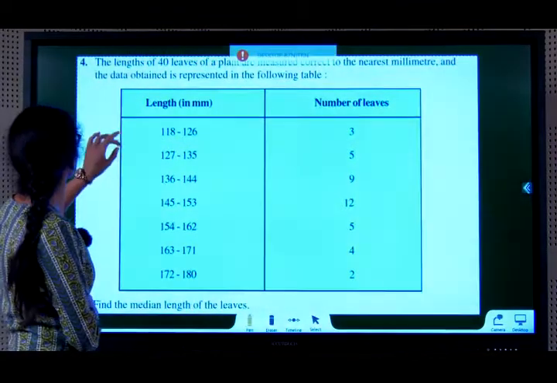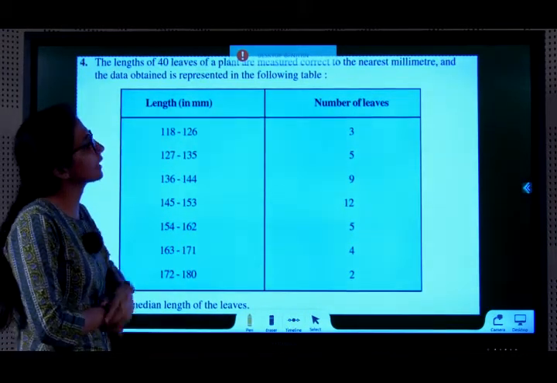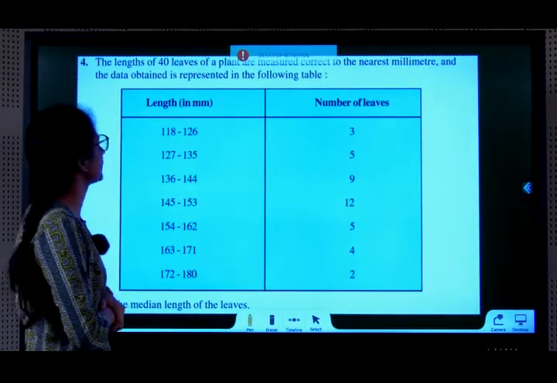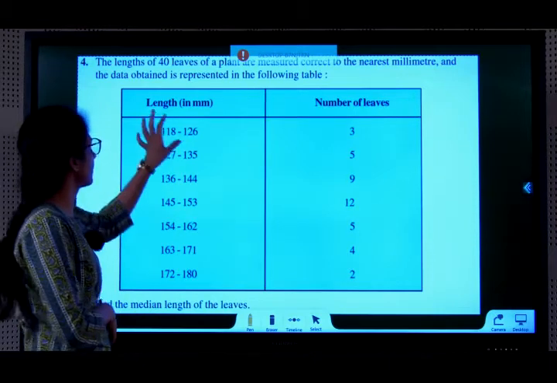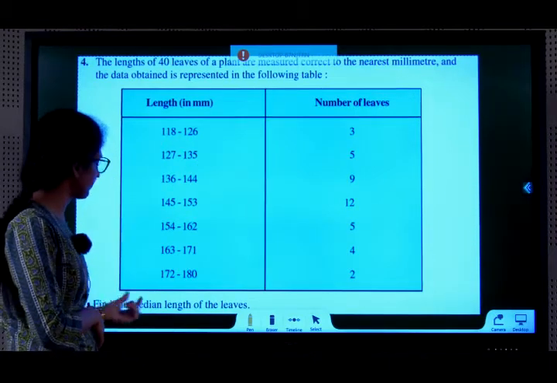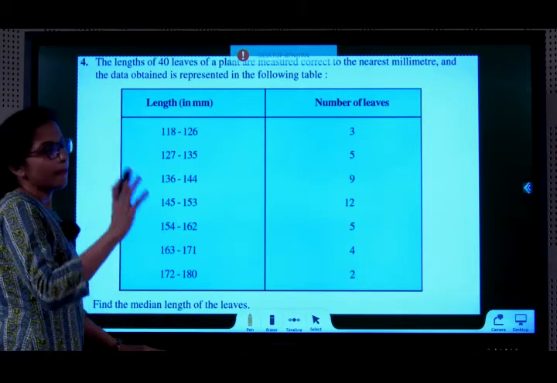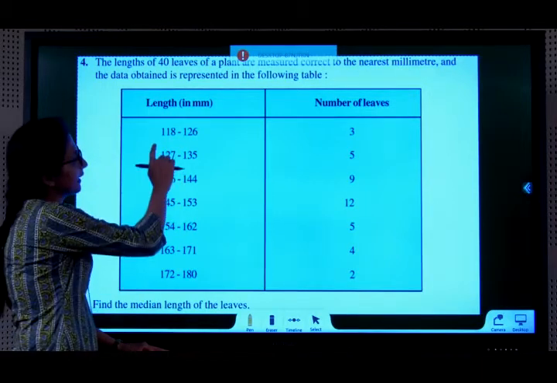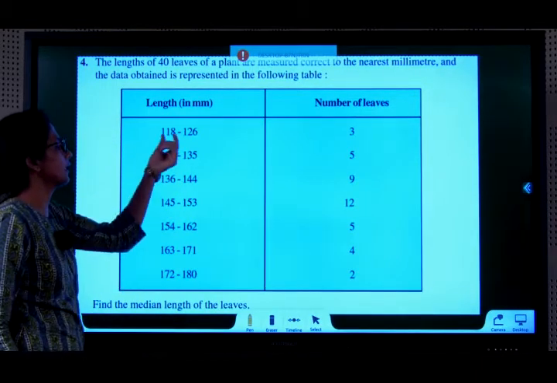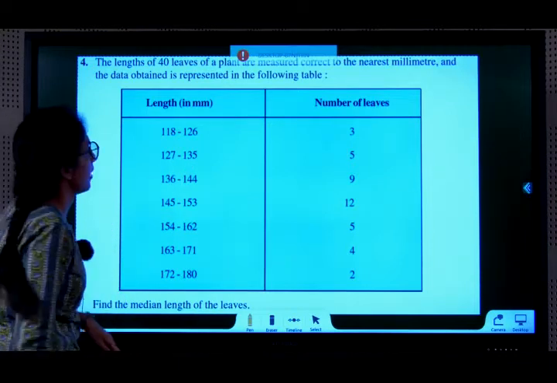Question 4. The lengths of 40 leaves of a plant are measured correct to the nearest millimeter, and the data obtained is represented in the following table: length in millimeter, number of leaves. Find the median length of the leaves. Point to be noted in this question is the data is not continuous. 118, 126, 127, 135. You have to make it continuous.